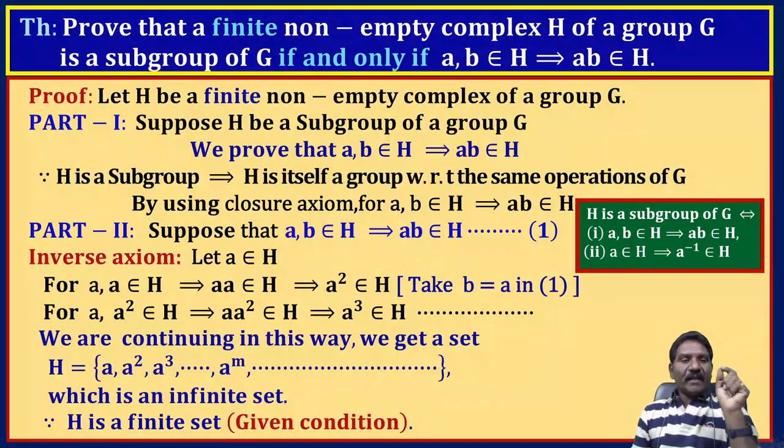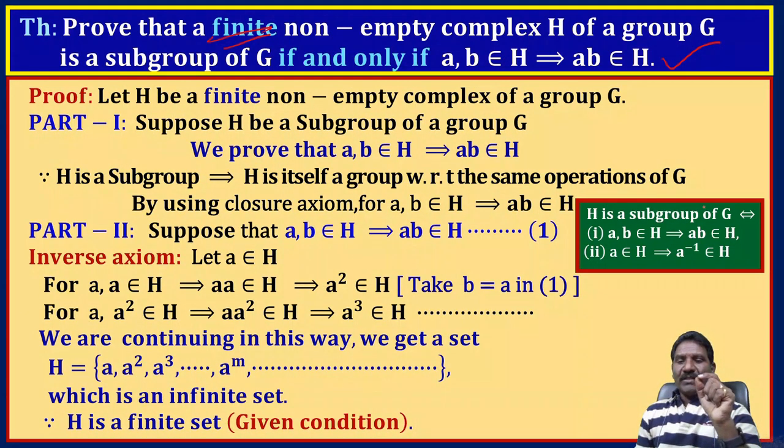One more important theorem. Prove that a finite non-empty complex H of a group G is a subgroup of G if and only if a, b belongs to H gives ab belongs to H. Only one condition, the closure property, is enough for a subgroup if H is finite. Very, very important. H is a finite non-empty complex. Non-empty complex means a non-empty subset.